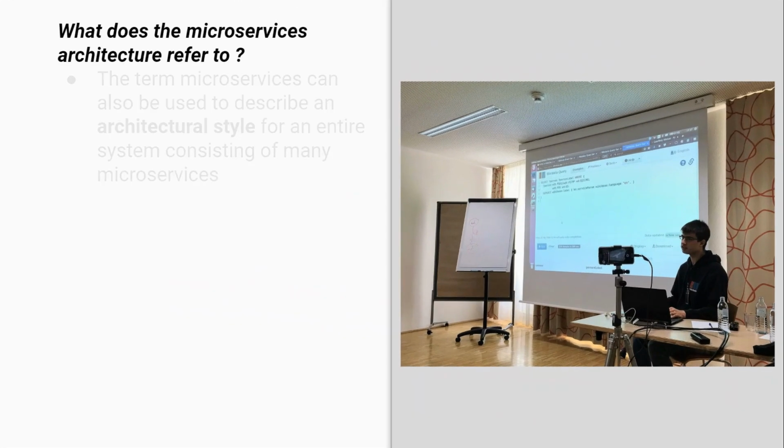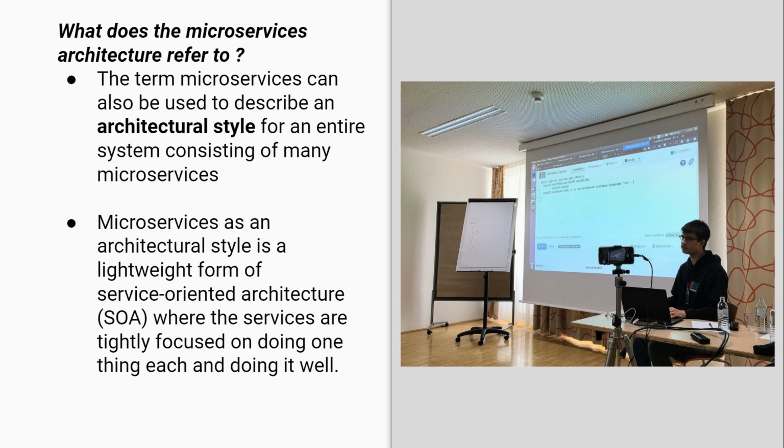Then what does the microservices architecture refer to? The term microservices can also be used to describe an architectural style for an entire system consisting of many microservices. Microservices as an architectural style is a lightweight form of service-oriented architecture where the services are tightly focused on doing one thing each and doing it well. Mark the word, just doing one thing each. So one capability it must possess and do it well.